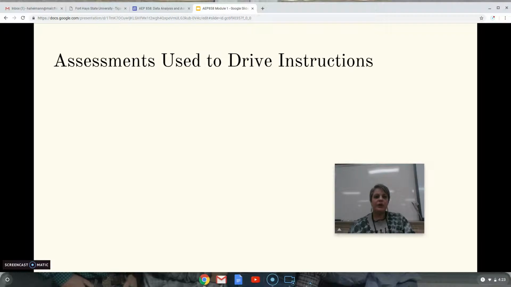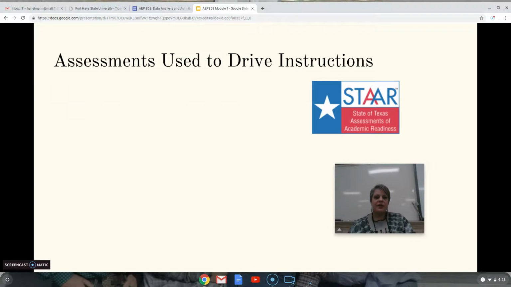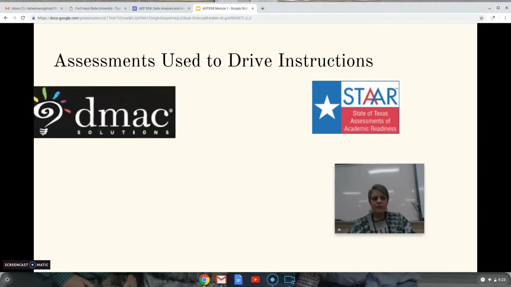Some of the assessments that we use here to drive instruction at Texline ISD, of course, you can't talk about Texas without talking about the STAAR test. The state assessment does drive a lot of our data as far as, did our students master the TEKS that they needed to master at the grade level they were in to be able to perform as they needed to. Now, not to say that we are teaching to the test. But you can't not look at that STAAR data, because that is what the state of Texas looks at for your accreditation. We use DMAC.